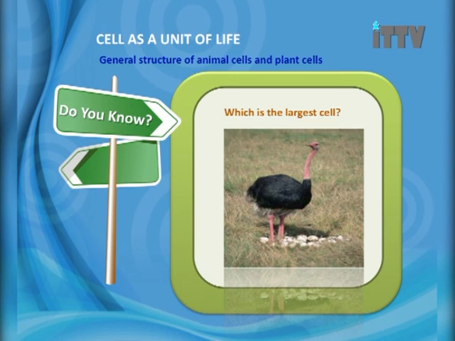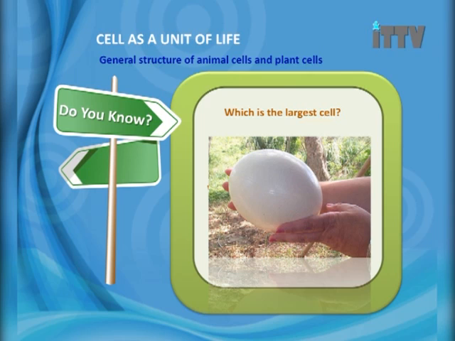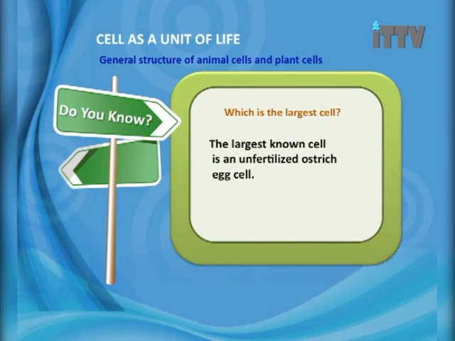Well, which is the largest cell? Now here, this is a picture of an ostrich. I do not mean to say that the ostrich is the biggest cell, but something relating to the ostrich is the largest cell. This is the egg of an ostrich. So now you have an idea that the largest cell is the ostrich egg, of course. The largest known cell is an unfertilized ostrich egg cell.